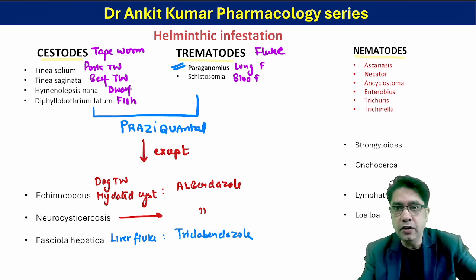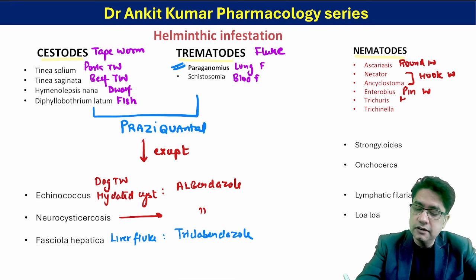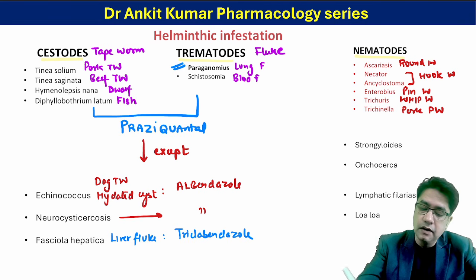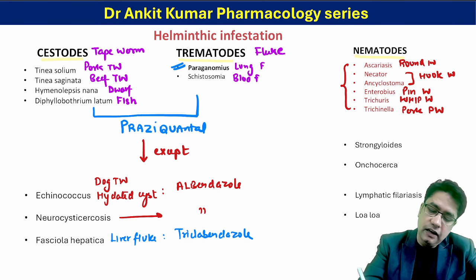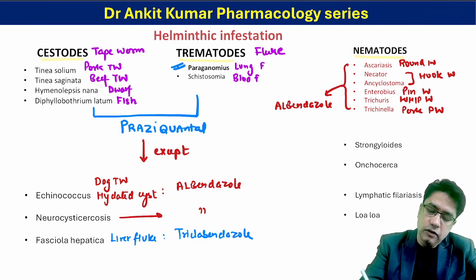Now about nematodes like Ascariasis, which is known as roundworm, Necator and Ancylostoma, which are known as hookworm, Enterobius, which is known as pinworm, Trichuris, which is known as whipworm, and Trichinella, which is known as pork roundworm. In all these nematode infections, the drug of choice is albendazole. And if albendazole is not given in the options, go with mebendazole.